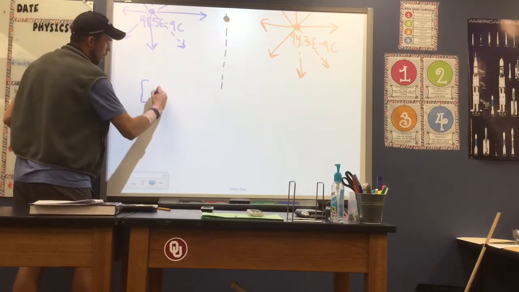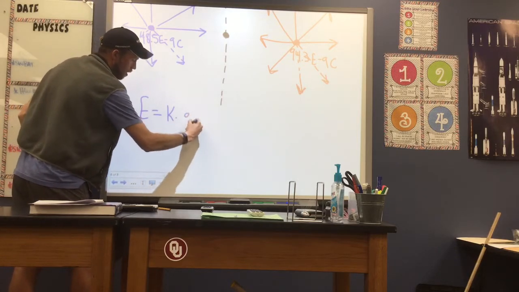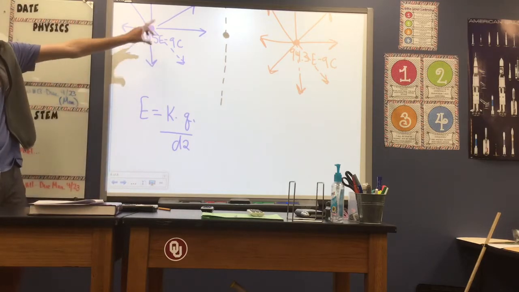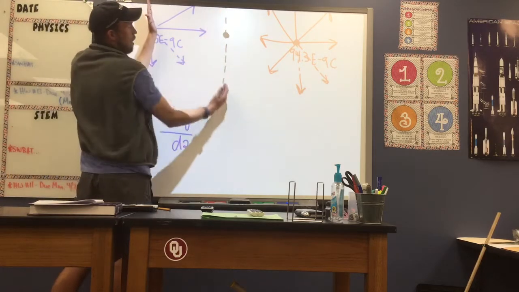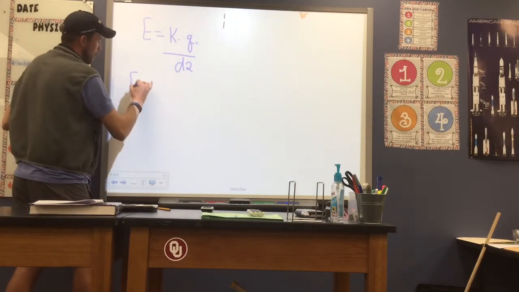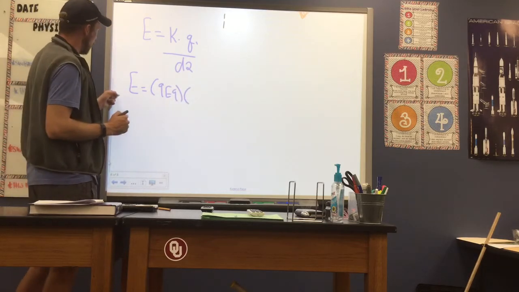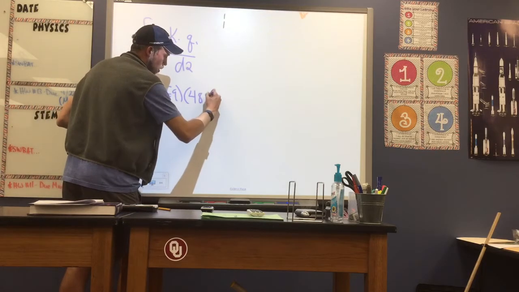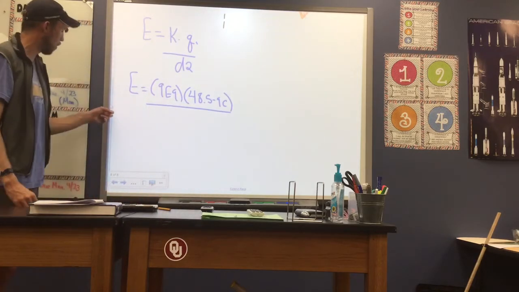The field, as experienced by our point charge, will be solved like this: K times Q1 divided by D squared. Now we know K, we know Q, the source charge creating that field, and we know our distance from our source charge to that midway point. So E for the blue field is K, 9e to the 9th, times Q1, which is our blue charge, 48.5 times 10 to the negative 9th coulombs. And then we'll divide by the distance between those points squared.